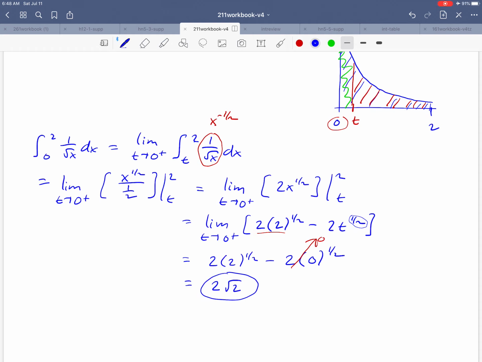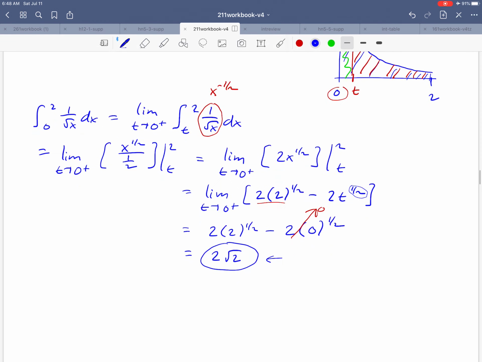Okay, so what do you think? Do we get convergence or divergence? Well, the fact that we got a number, 2 square root of 2, tells us that we're getting convergence. Divergence would be if we got infinity or something like that for our answer. So the integral converges to 2 times the square root of 2. We've just essentially calculated the area under the curve that we drew at the beginning.